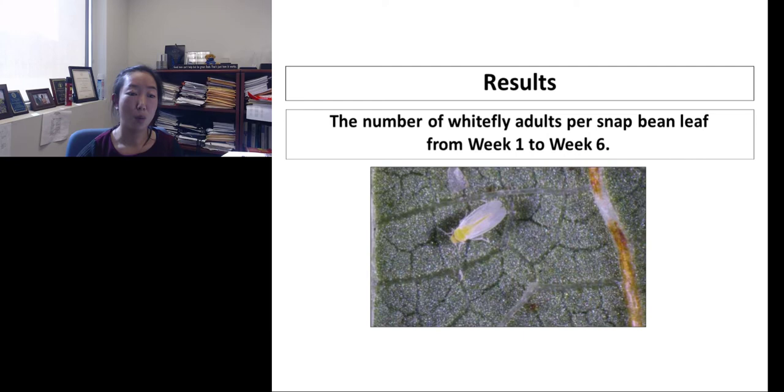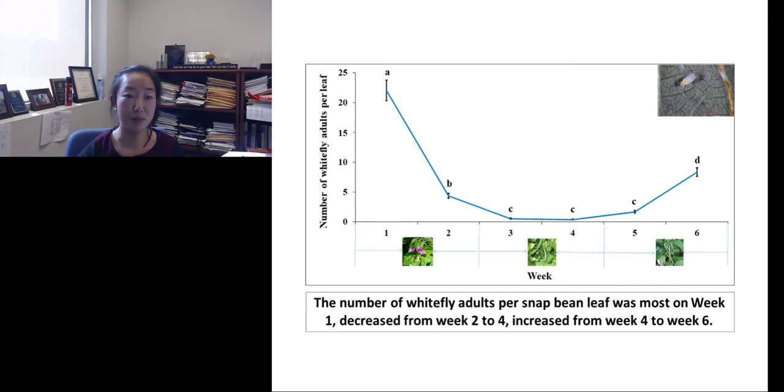After we analyzed the data, we didn't find any significant difference among the 24 varieties in the number of whitefly adults. But we did find significant differences among the weeks. So we have the graph here. The x-axis represents the week, and the y-axis represents the number of whitefly adults per leaf.